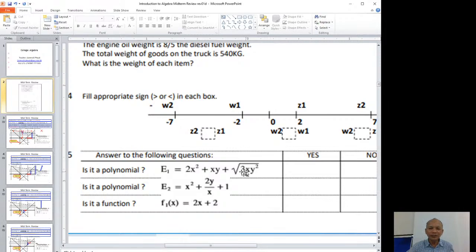It's not a monomial, it's a radical expression. We already said that inside our expression, if any term does not belong to monomials, then the whole expression here on the left, E1, cannot be a polynomial. If all of them are monomials, then E1 can be a polynomial.